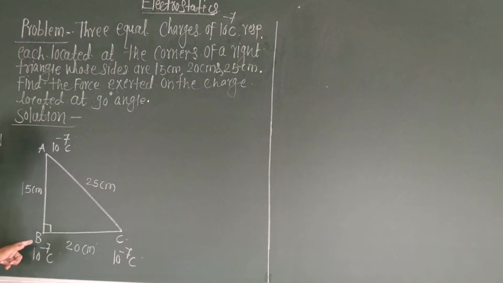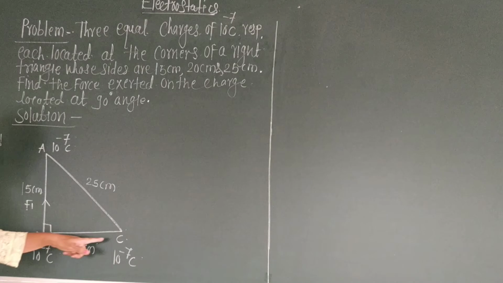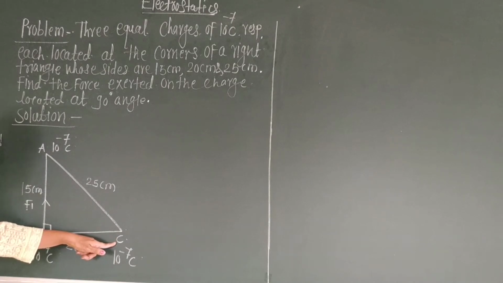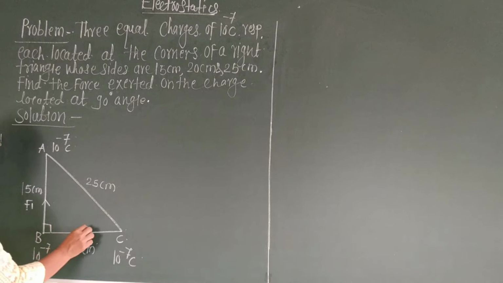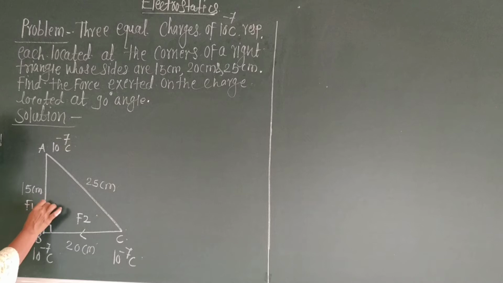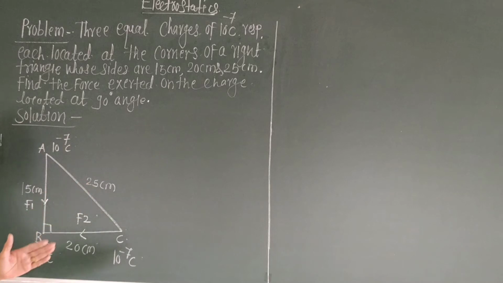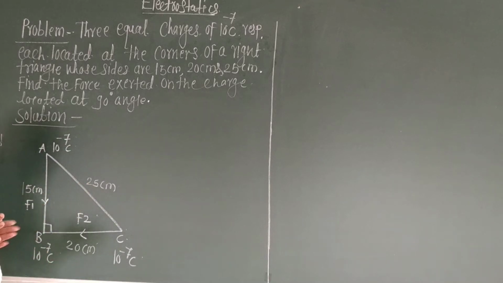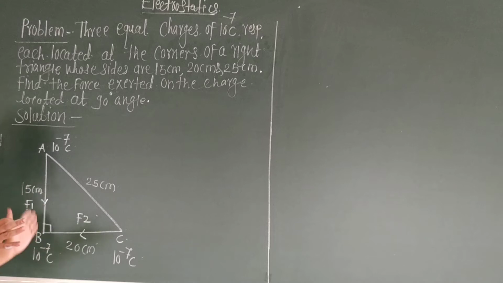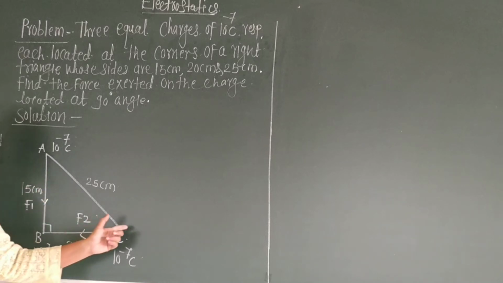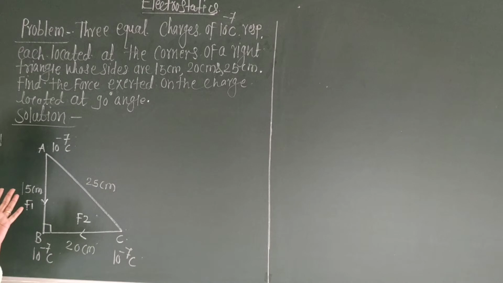Therefore, the force on B due to A, say F1, and the force on B due to C, say F2. We have to calculate F1 and F2 separately and then calculate the net force. According to the Pythagoras theorem, F square is equal to F1 square plus F2 square. Let us solve first F1.